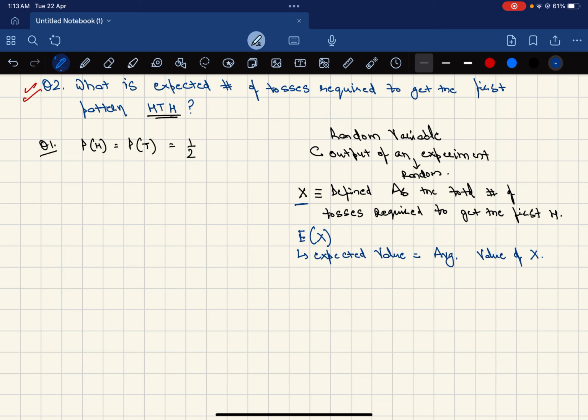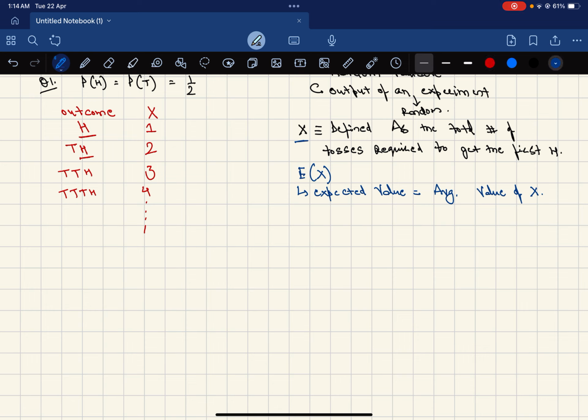Now what are the possible various scenarios in which we can get the first head? Let us say this is the outcome and this is the value of x. So if the first toss is head, we get the value of x as 1. Then there is a possibility that we get the first as tail and then head. So we only stop when we get a head, because that is what our aim is, to get the first head. In this case, the value of x is 2, since we require 2 tosses to get the first head. Then we can have TTH, 3, TTTH, 4, and so on.